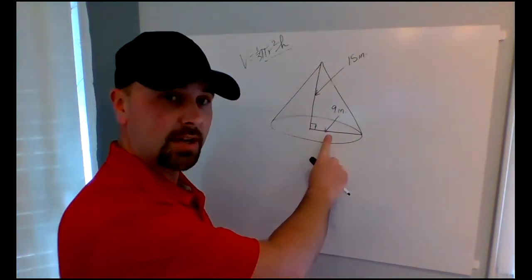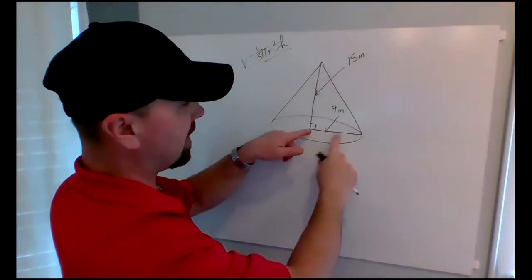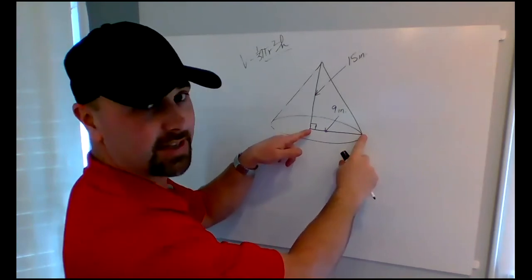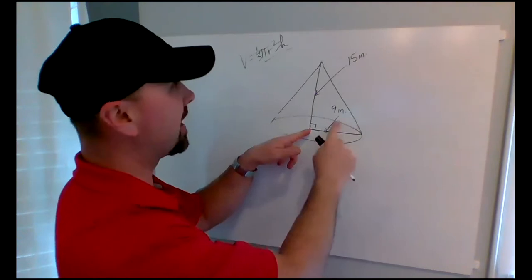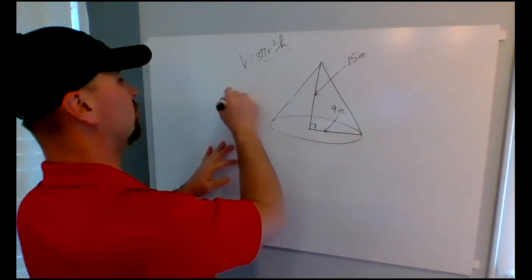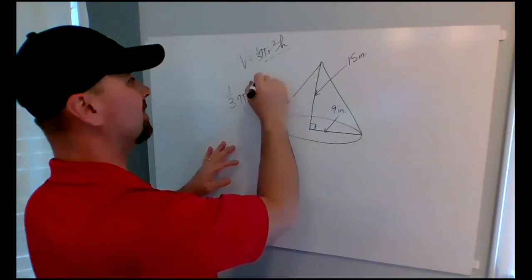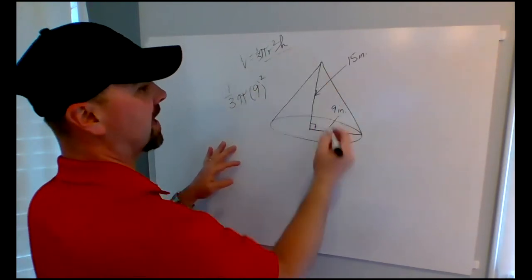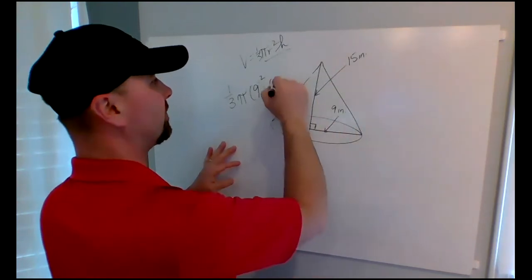Is the 9 the radius or the diameter? We know by looking at where it goes. This is halfway from the center to the edge, so that's our radius. 9 is our radius. So we're going to do 1/3 pi times 9 squared times the height, which we can see by the 90-degree angle is 15.